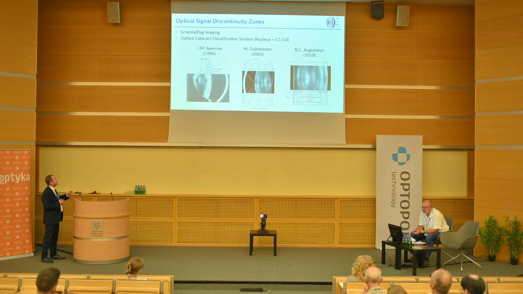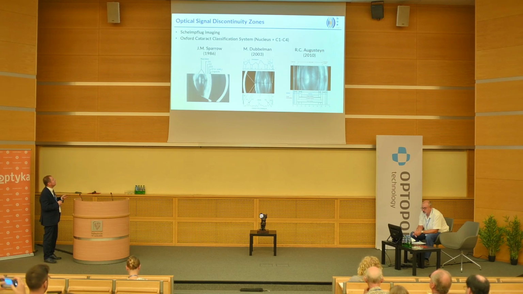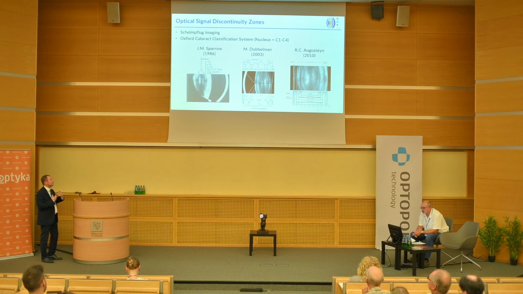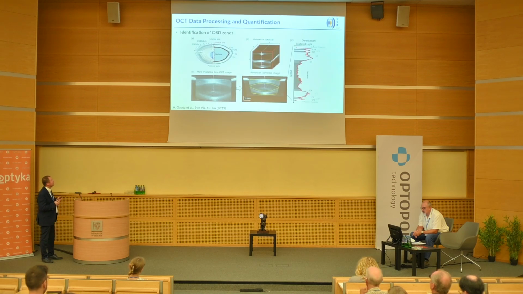But we can compare this with the Scheimpflug imaging and the Oxford cataract classification system that was used. And also people like Dubbelman or Augustin noticed that you can actually define some layers or some zones, and these are called optical signal discontinuity zones in the lens. And they were used for the Oxford cataract classification system. And we performed a similar procedure on the OCT data, and we will show the results.